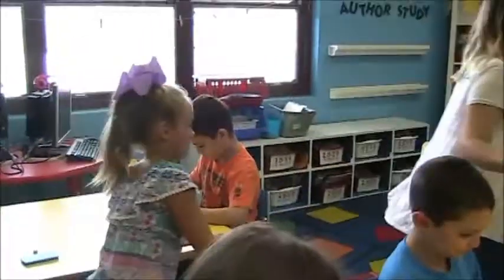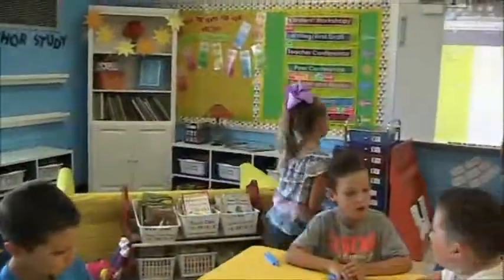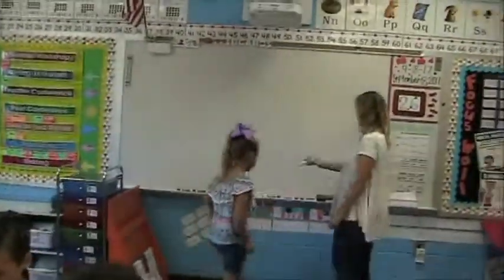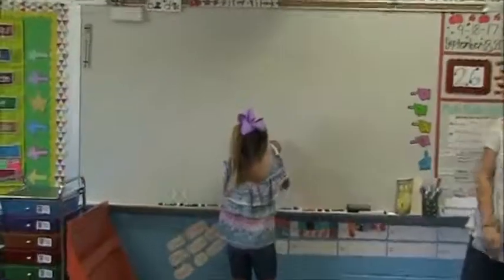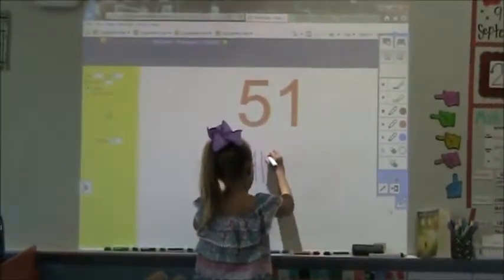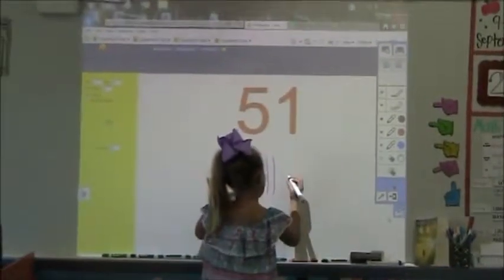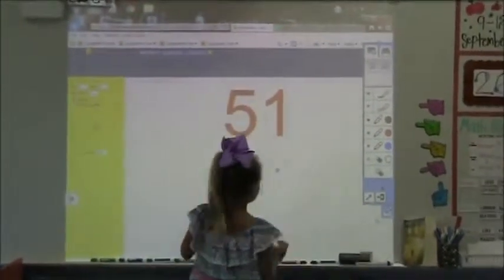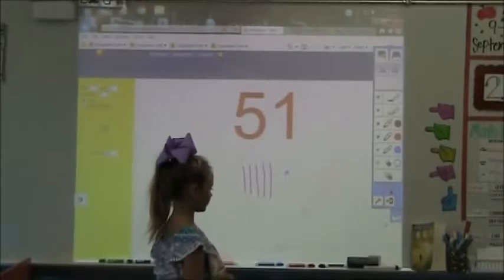Let me switch it over. All right, Izzy's going to do our quick write. She's going to show that number doing a quick write. Very good. Check your work with hers. 5 sticks and 1 dot. Very good, Izzy.